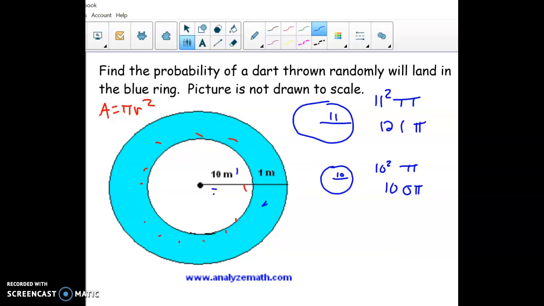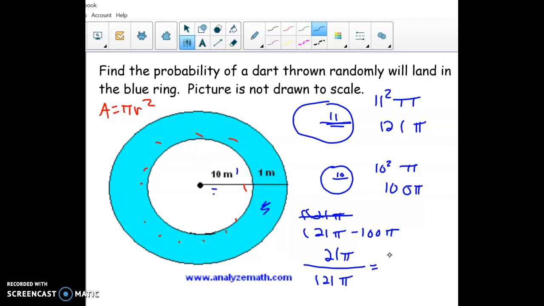Okay, so your blue ring then is the difference, 121 pi. Oh man, sorry, I cannot write this. 121 pi minus 100 pi. So that gives you 21 pi. Okay, and that's the area of the blue. So now to find the chances that we hit the blue, I just take the blue divided by the total, which would be this 11 radius ring. So that'd be 121 pi.